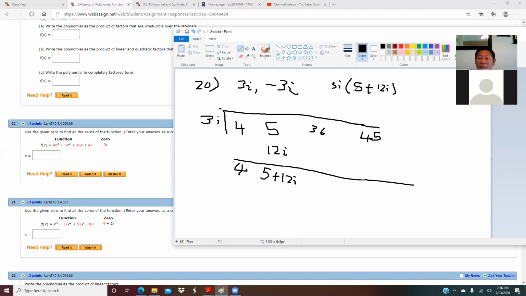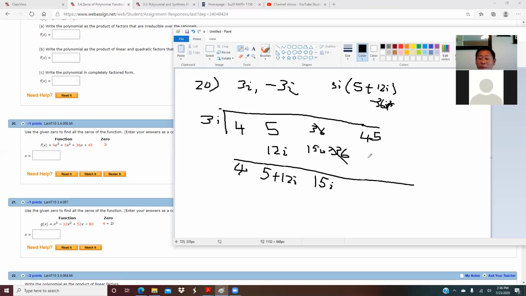So 3i times 5 is 15i. And then 3i times 12 is 36 i squared. But i squared will make it negative because i squared is -1. So you have to have a minus 36 here. And then when you add these two, the 36 and minus 36 will cancel. You get 15i.